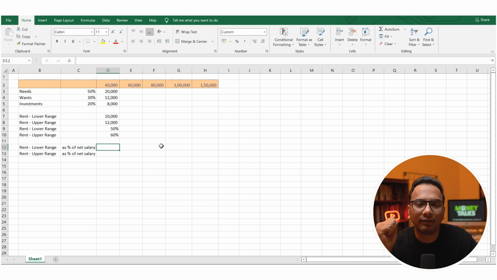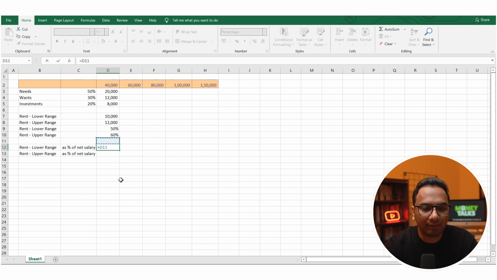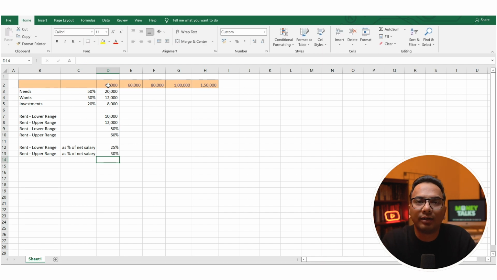Now let's see what is this rent amount as a percentage of your total salary. Dividing the rent by total salary, we get 10,000 divided by 40,000 of your income is 25% on the lower side. And on the higher side, this is 30%. Okay, so right now the rent is 25 to 30% of your salary and this is your answer. In ideal case, rent should not be more than the 30% of your salary. The ideal ratio is 20% to 30%. And do remember that this is including maintenance charges.